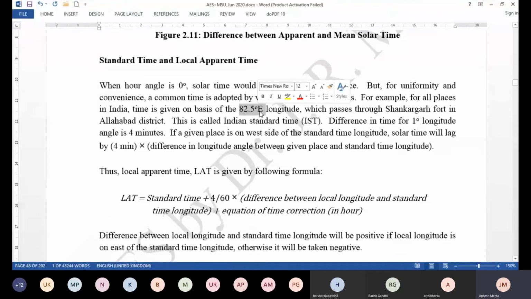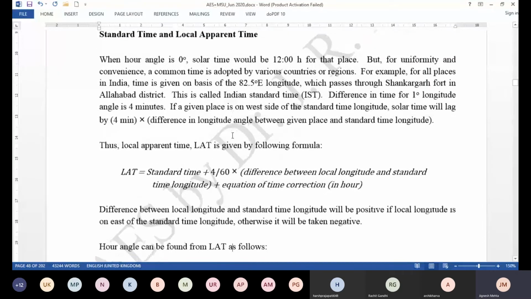It's very important general knowledge that one should have. It is the longitude of the place Shankargarh in Allahabad, and 82.5 degrees east is the longitude based on which the Indian Standard Time is decided. So no correction for time is needed there, but for any other place where the longitude is different, you need to make a correction to find the local solar time, as it is called, local apparent time.